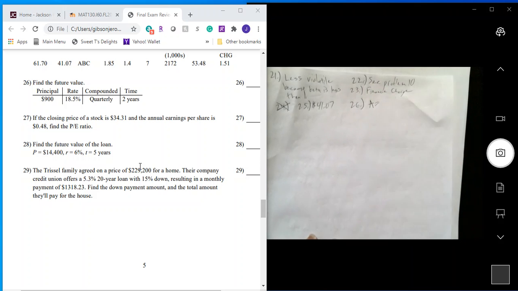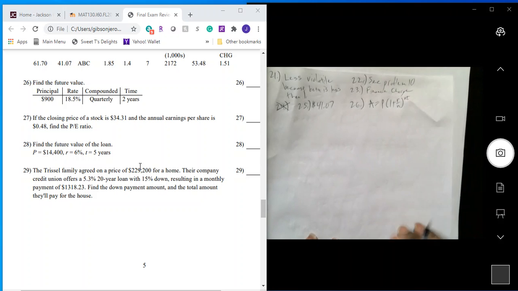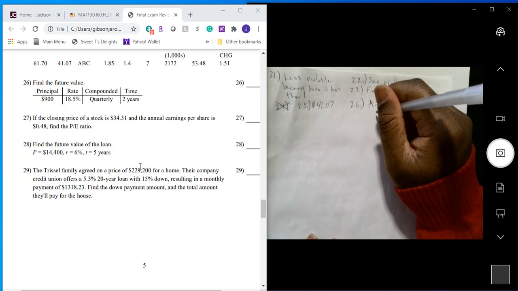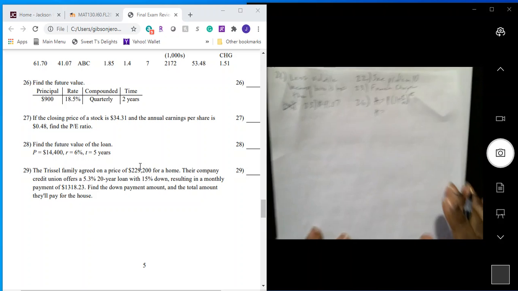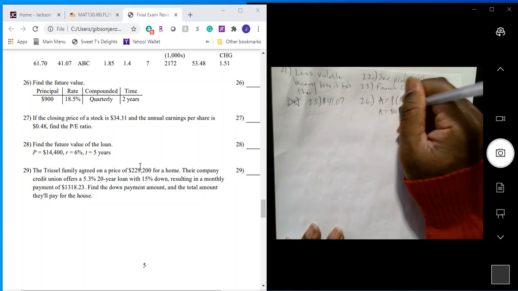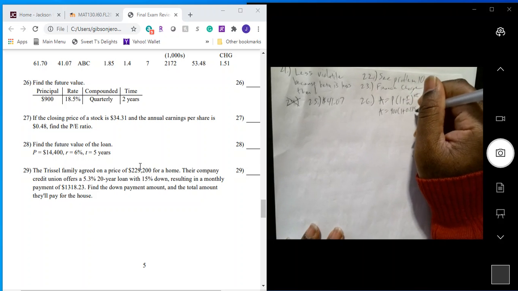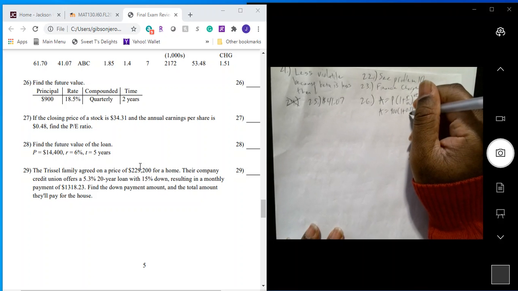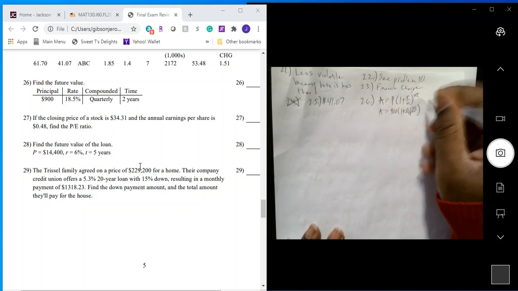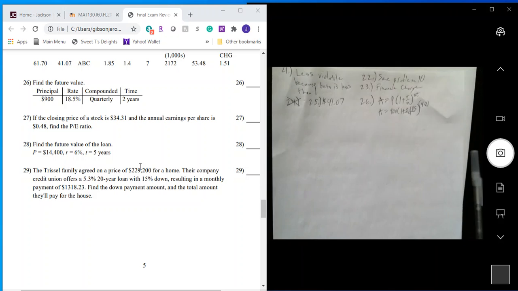So we have A is equal to P times 1 plus R over N to the NT. So we will have A is equal to, the principal in 26 is 900. The rate is 18.5%, which is 0.185, all over how many times it's compounded, quarterly. So that means it's compounded 4 times a year. And then it'll be 4 times the number of years, which would be 4 times 2, which is 8.